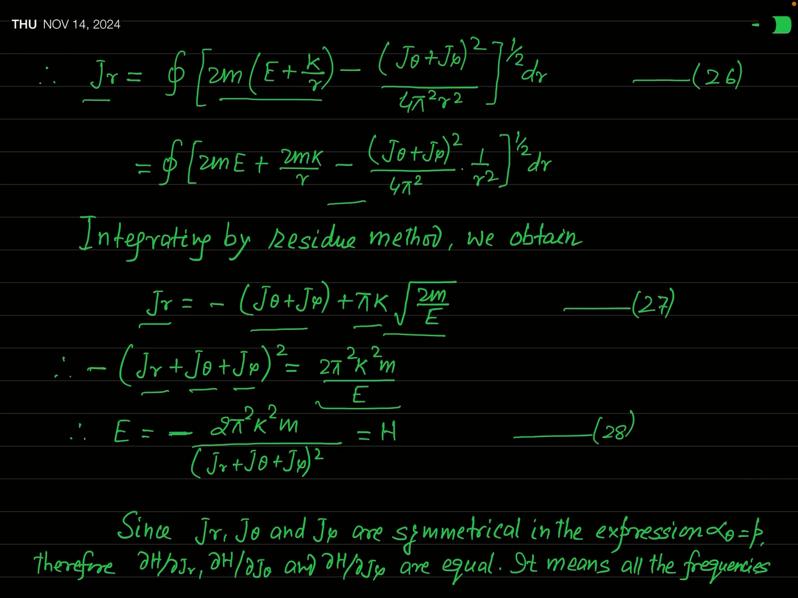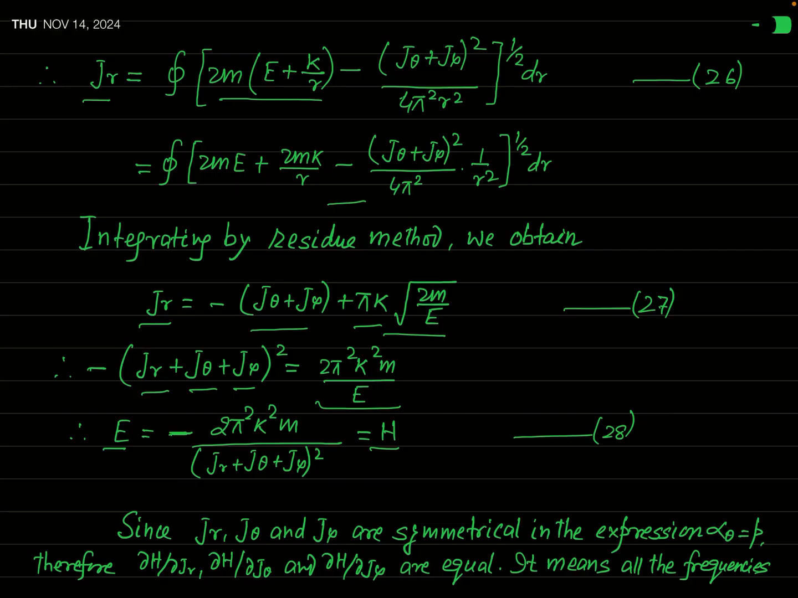But the system is conservative, and in case of a conservative system, the total energy, that is the sum of the kinetic and potential energy, is equal to the Hamiltonian of the system. So this will be equal to H.